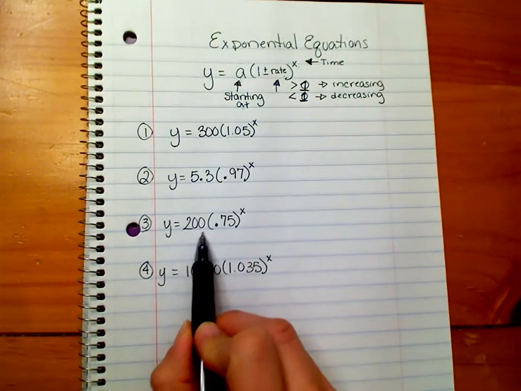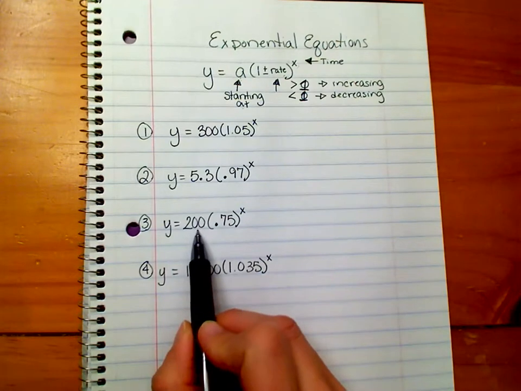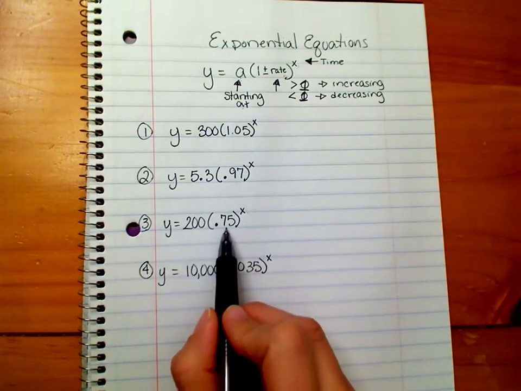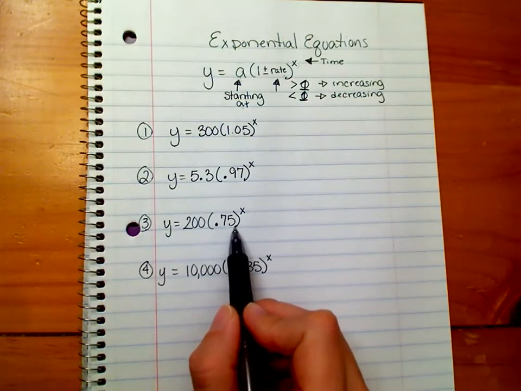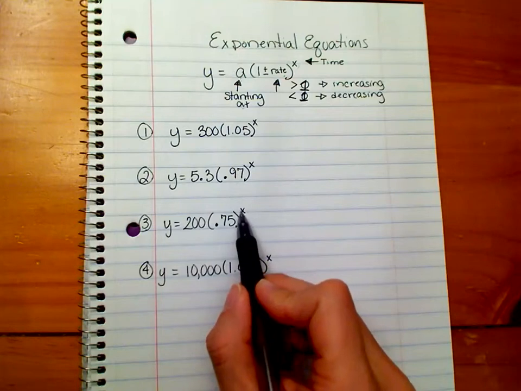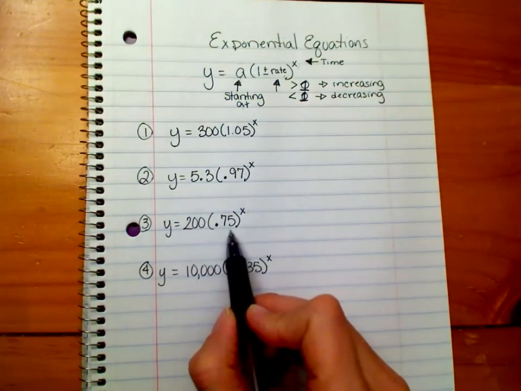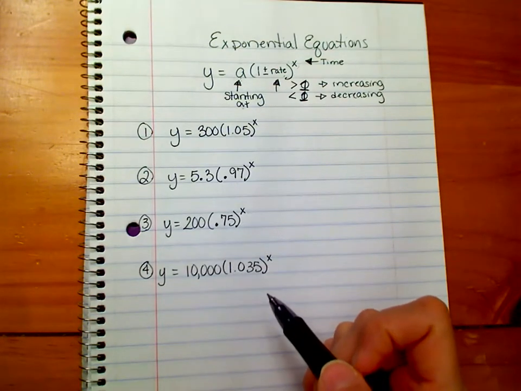So this one, I'm starting at 200. Perhaps I took 200 milligrams of some kind of medicine, and every hour I lose 25%, or 75% stays in the system. So if I put a 5 in for x in the calculator, and I put this problem in, I could tell how much would be left in my system after a certain amount of hours.